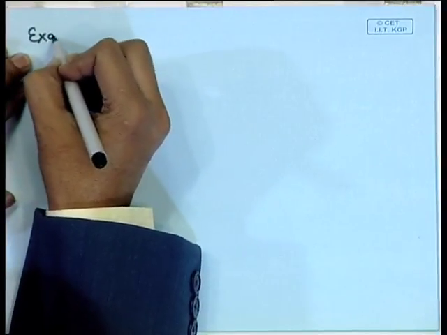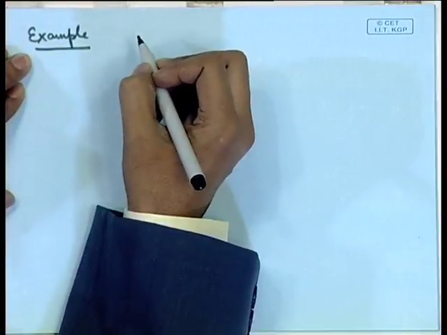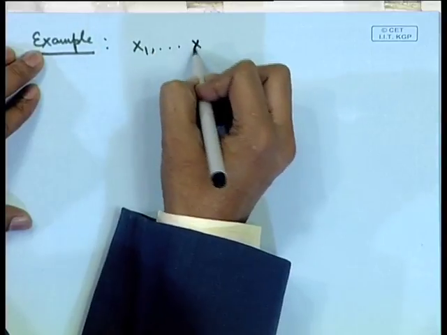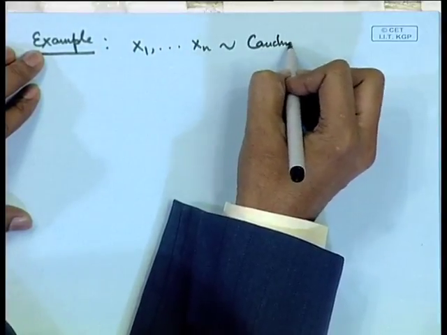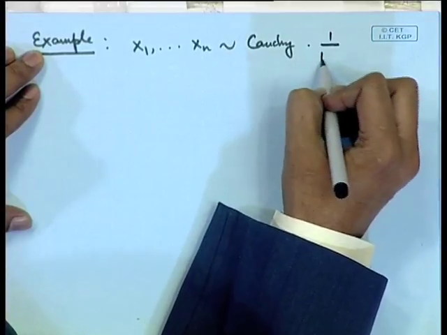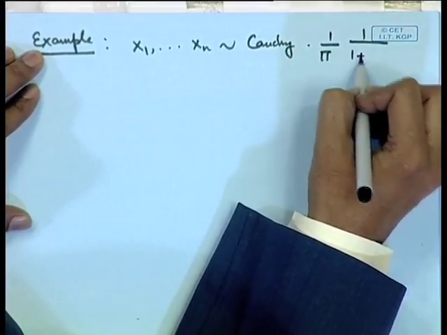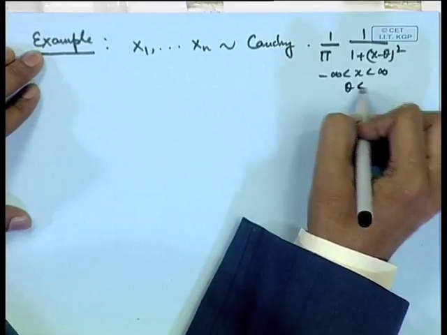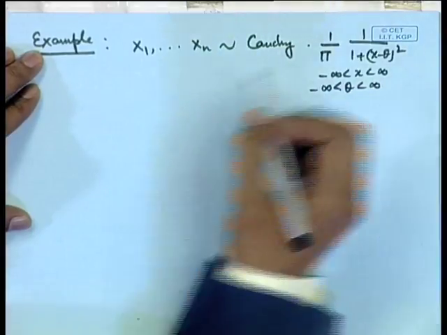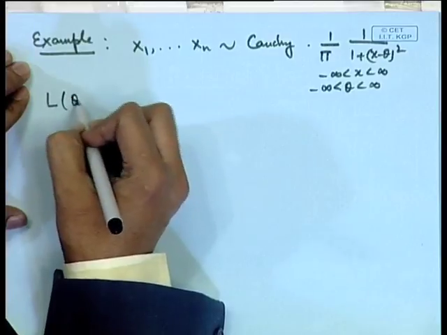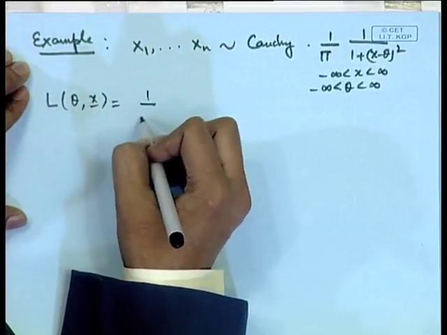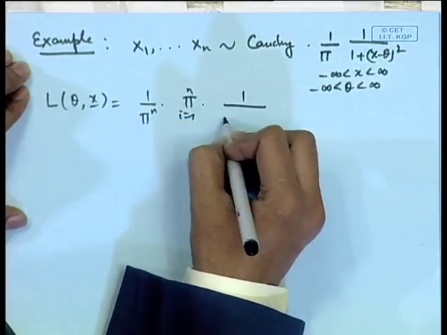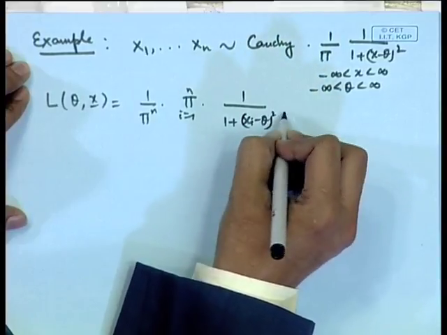Let us take another example where the argument may follow a different path. Consider say X1, X2, ..., Xn following Cauchy distribution with the density function 1/pi times 1/(1 + (x minus theta) squared), where x is any real number, theta is any real number. Let us look at the likelihood function, that is equal to 1/pi to the power n, and product i equal to 1 to n of 1/(1 + (xi minus theta) squared).